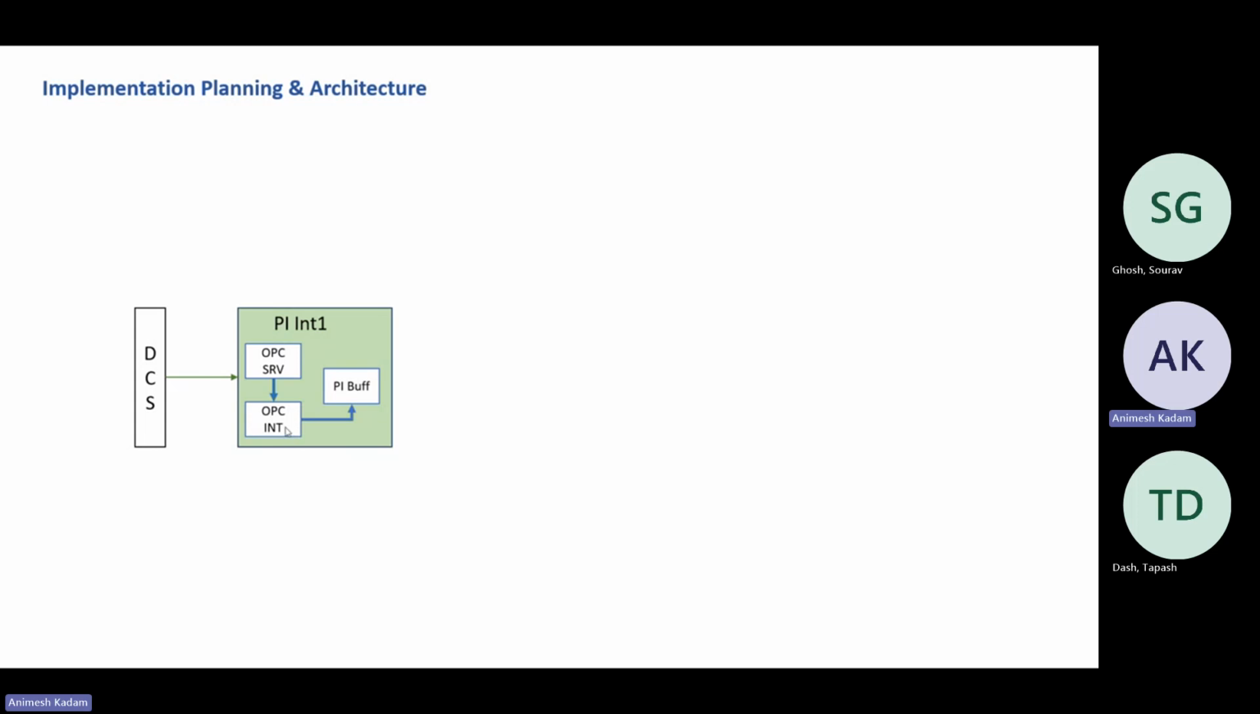So here we will do the connectivity on both sides. One connectivity will be to the OPC side to collect the information, and the second connectivity will be with the Pi server to push that data into the Pi server. But the data will not go directly to the Pi server if you have considered the buffer.